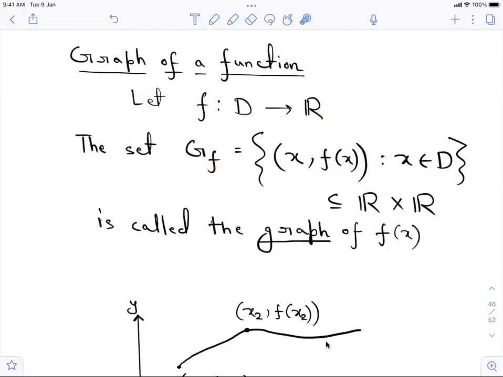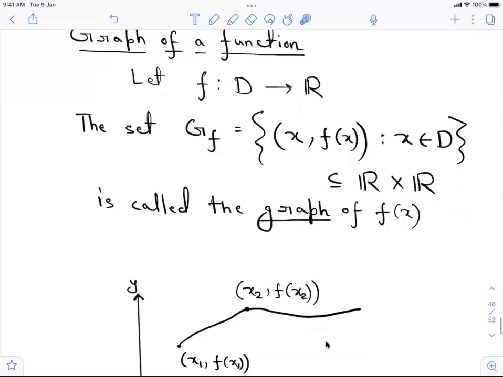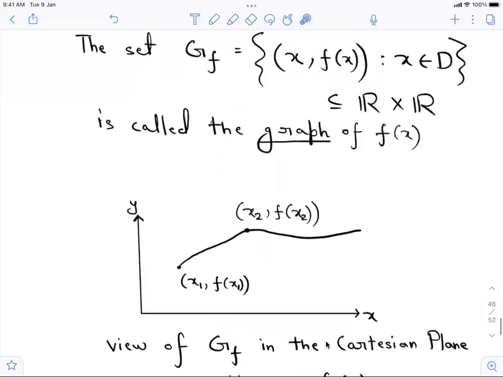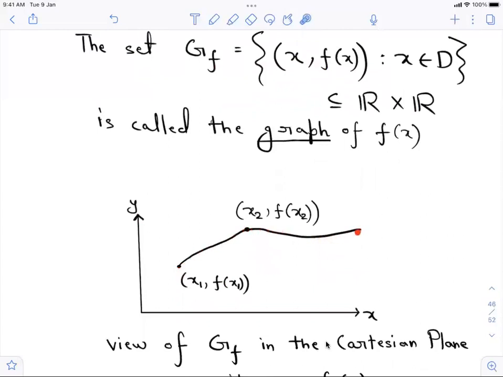And you can see that since this function is real valued, this pair is always an element in R cross R, which is the Cartesian plane. So that means I can plot these points on the Cartesian plane. Along the x-axis, obviously, I'm going to plot the inputs, and along the y-axis, I'm going to plot the function values, f(x1), f(x), and then connect those dots to get the graph of a function. So the graph need not be continuous. I'm just giving an example here.